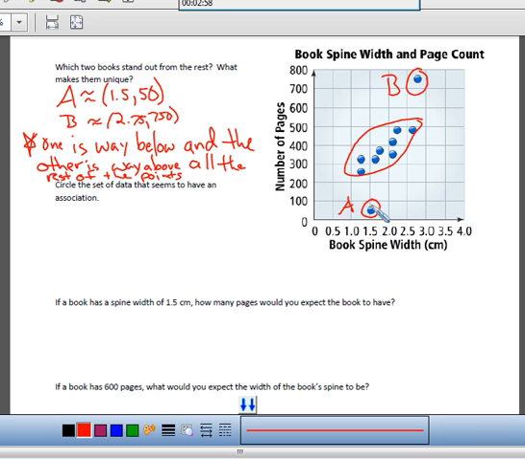So if I go to 1.5, now we have this one down here, but all the rest are up here. If I thought of like a line going through here, let's use the good old-fashioned line tool for this job. Then from 1.5 up to the line, it looks like it's a little above or about 300 or 325. So I'm going to say about 325 pages.